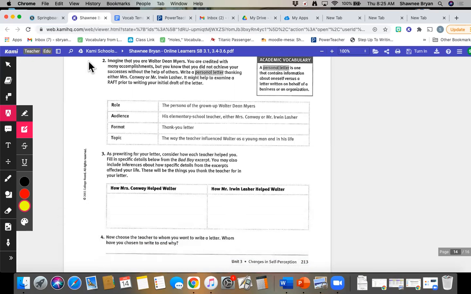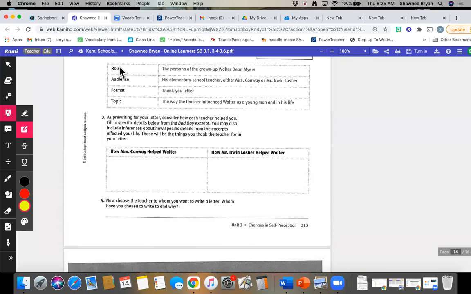Number 2 says, imagine that you are Walter Dean Myers. You are credited with many accomplishments, but you know that you did not achieve your successes without the help of others. Write a personal letter thanking either Mrs. Conway or Mr. Irwin Lasher. It might help to examine a RAFT prior to writing your initial draft. So a RAFT is an acronym that stands for role, audience, format, and topic.